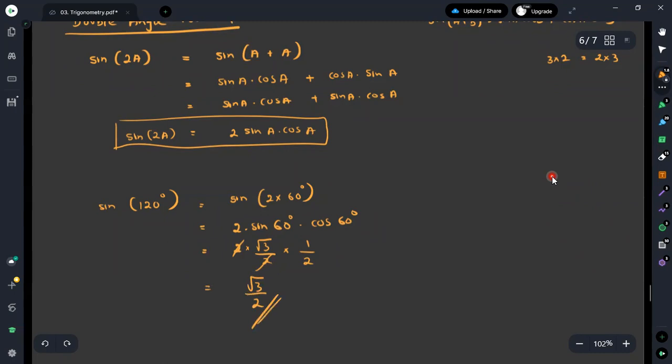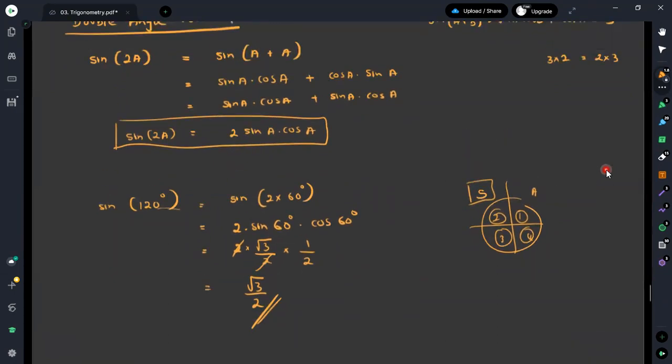Now you can see that 120 degrees is in the second quadrant. In the second quadrant, only the sine is positive. Now we can see that even though you use the compound angle or double angle formula, you get the same result: a positive value for sine 120.